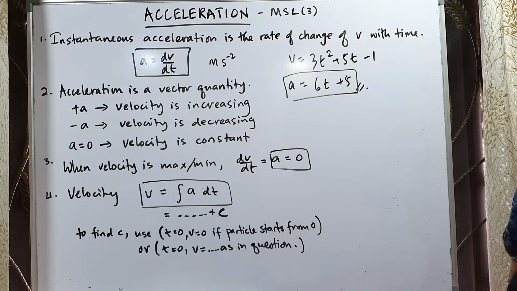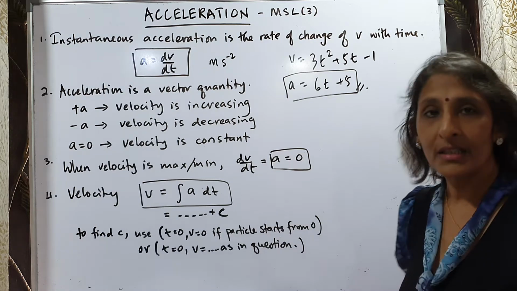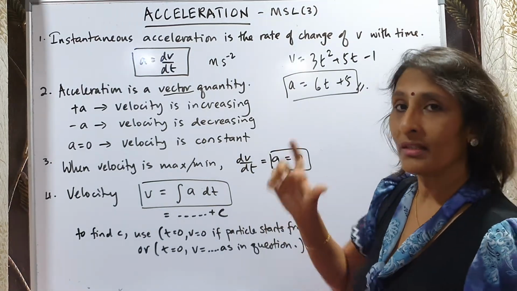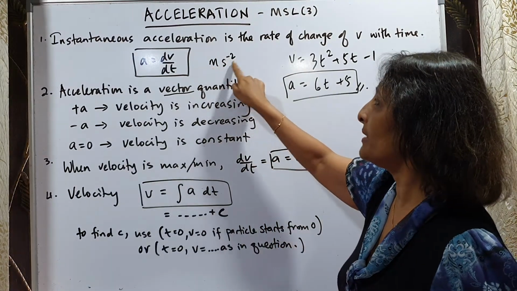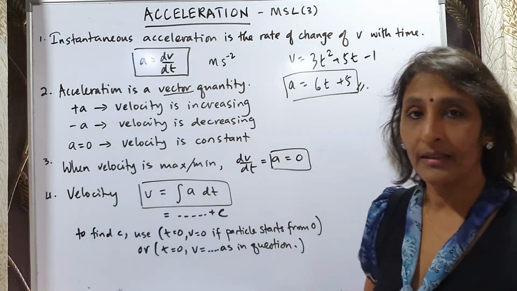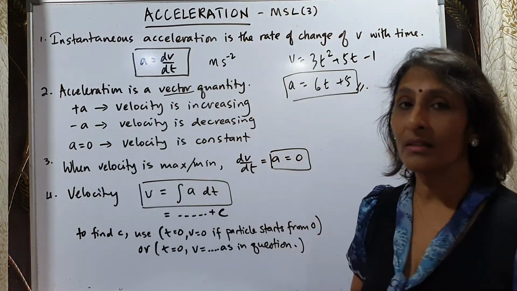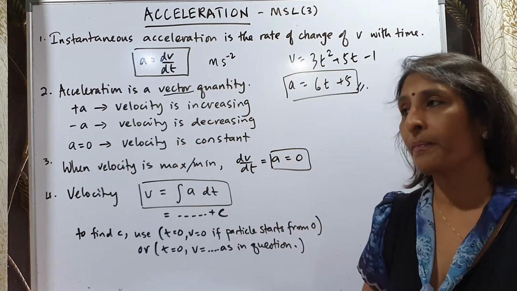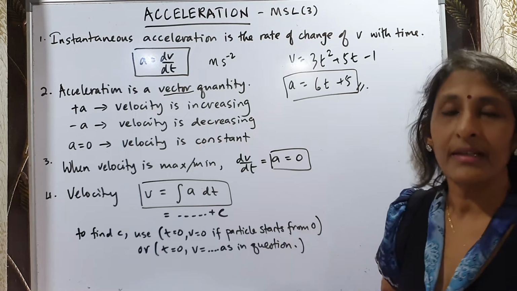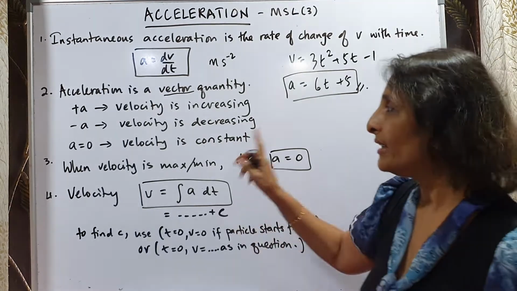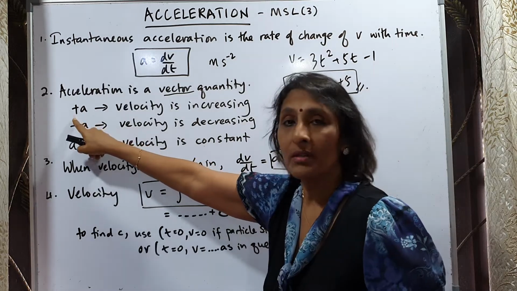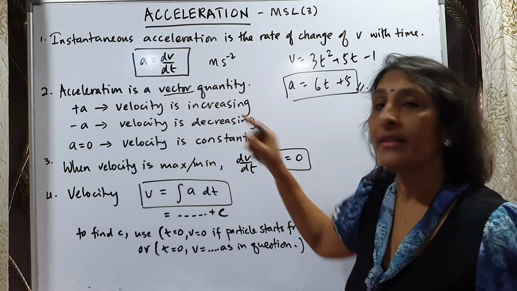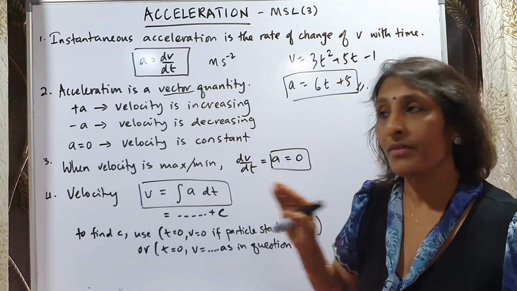Next, acceleration is a vector quantity. Vector means it has magnitude and direction. Magnitude is the measurement, and the unit is meters per second squared. Direction in acceleration is not the same as in displacement and velocity. In displacement and velocity, positive means movement to the right, negative means movement to the left. But in acceleration, if it's a positive acceleration, it means that the particle is increasing in speed. It's getting faster and faster.